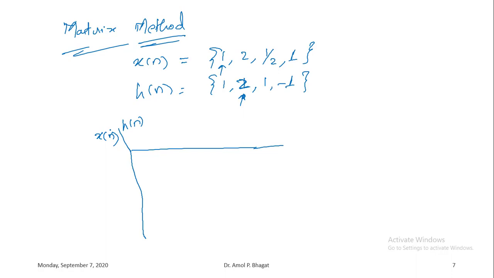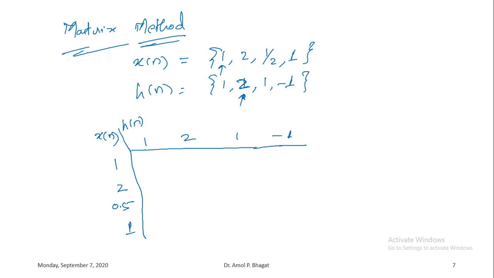Okay, so these will be simply written here as the values of h of n. So it is 1, 2, 1, -1. Okay, and the values of x of n are 1, 2, and instead of 1 by 2, I'll write 0.5 and 1. Okay, and then I will simply multiply these values.